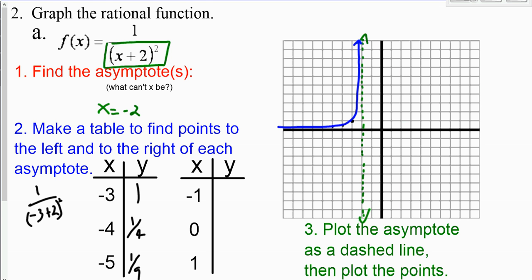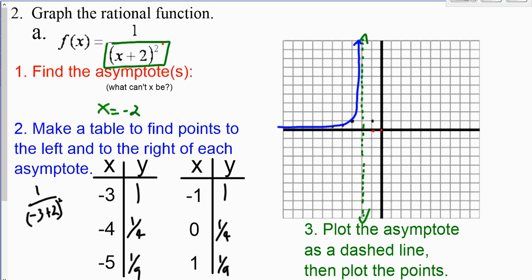So on the other side of it, here at negative 1 and 0 and 1, I want to know what's happening. Well, when I plug in negative 1 into this, I get 1 squared. So again, I'm at 1. That's positive. Okay, and at 0, I get 4, so I'm going to be 1/4. And it's going to be 3, 3 squared is 1/9. So remember, this is typical of an even function or even degree here at our asymptote.